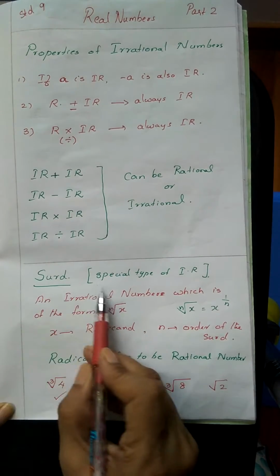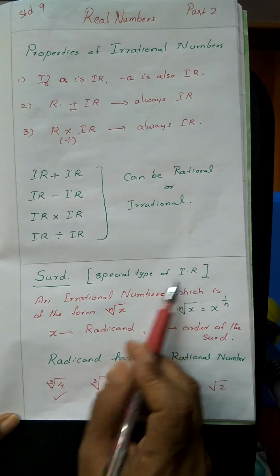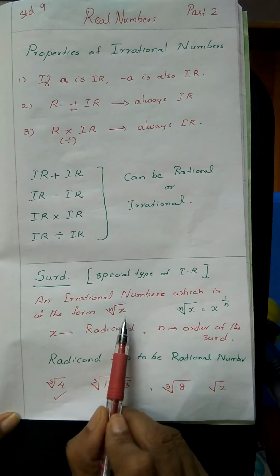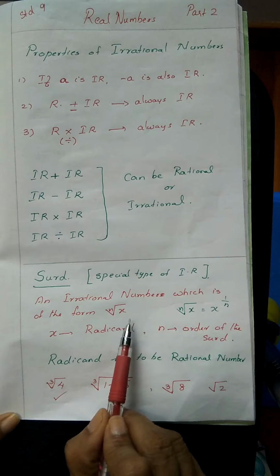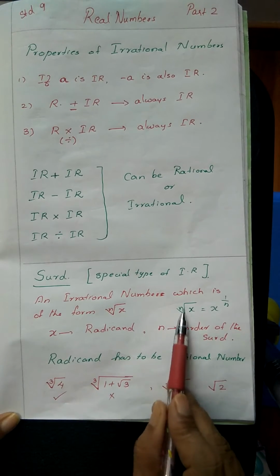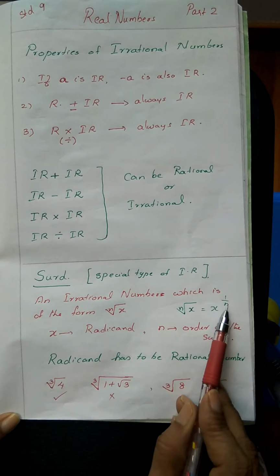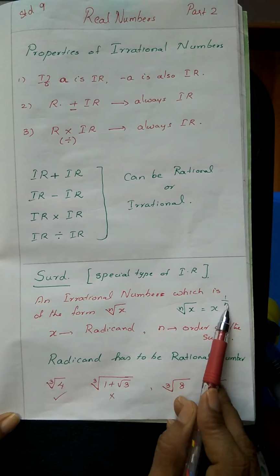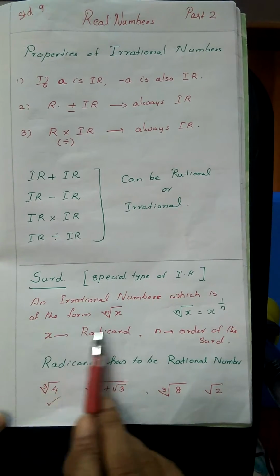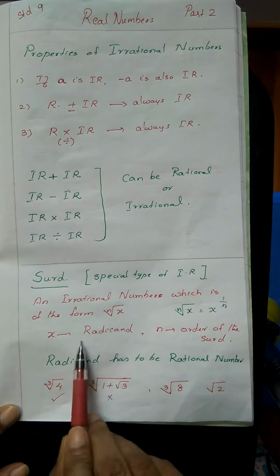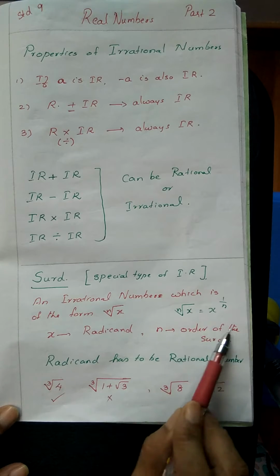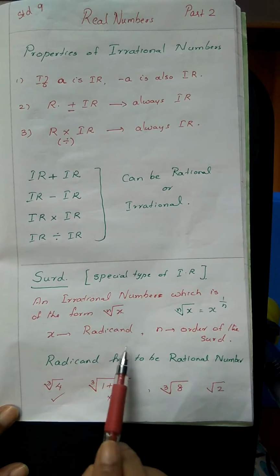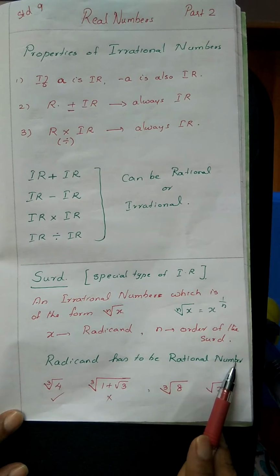Now surds. A surd is a special type of irrational number. An irrational number which is of the form nth root of x is called a surd. Actually, nth root of x is x to the power of 1 by n, that is, the power is a rational number, 1 by n. Here you call x the radicand and n is called the order of the surd. And here this radicand has to be a rational number.